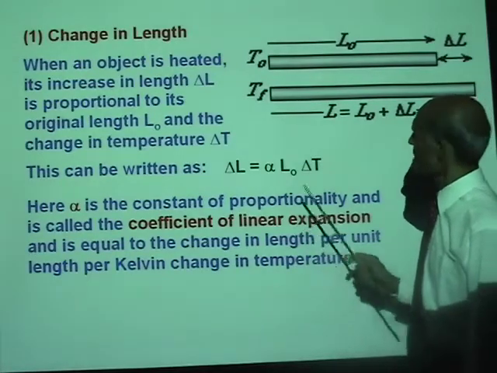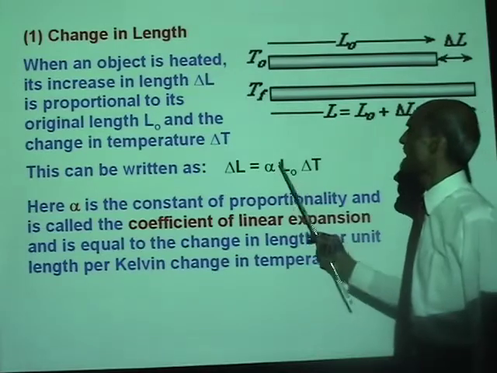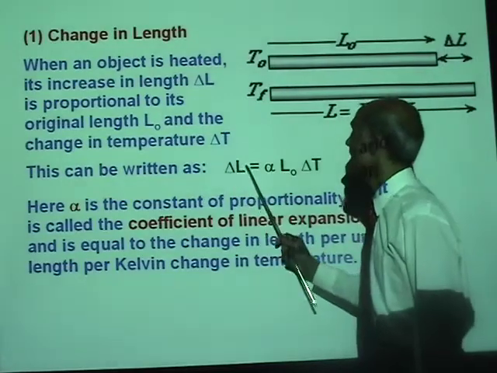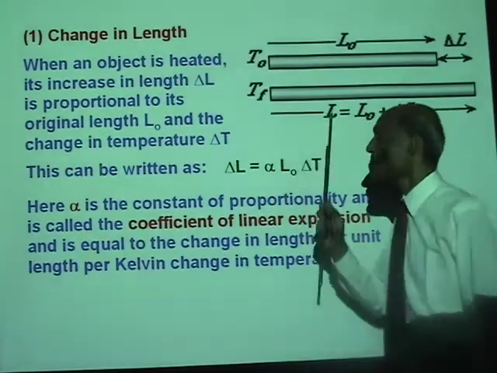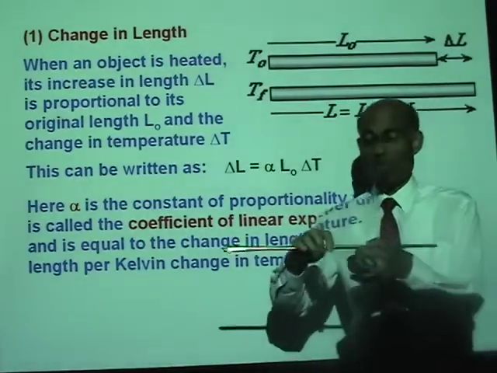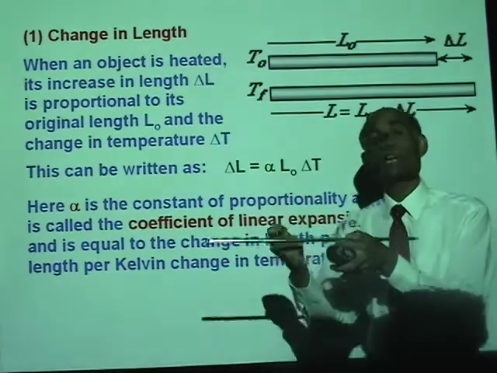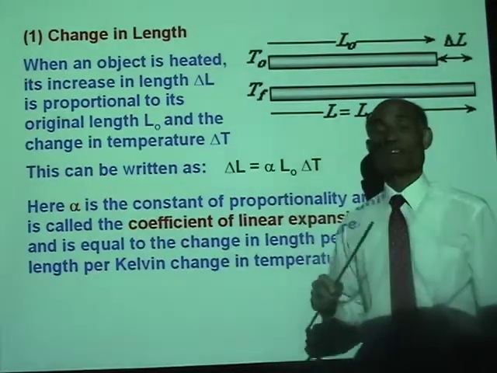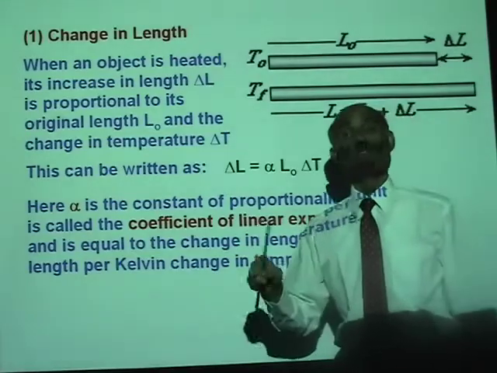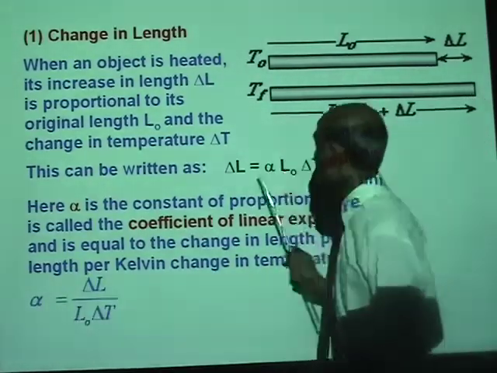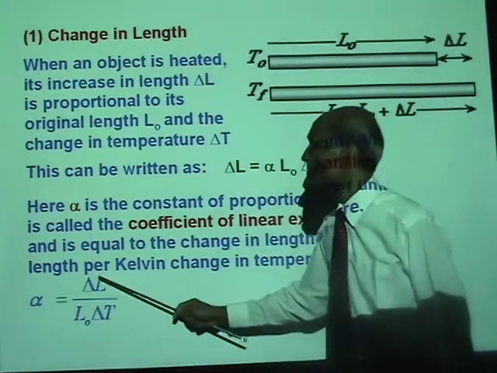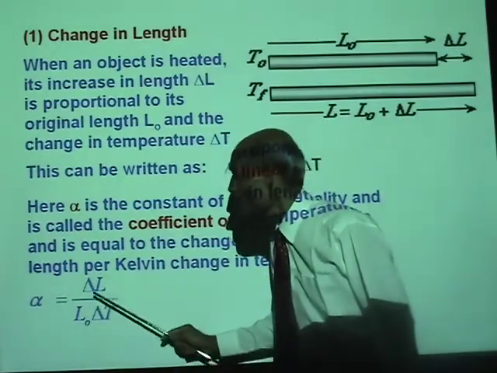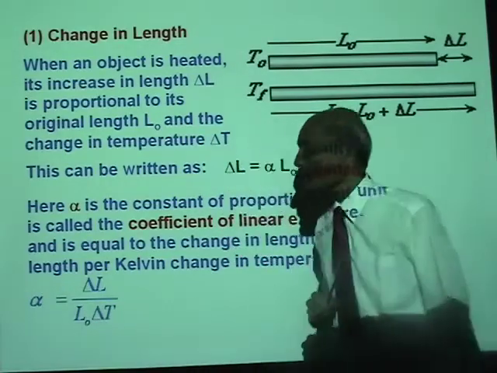Now, how can you define alpha? Alpha can be defined as the increase in length per unit length per Kelvin rise in temperature. If you take 1 meter of a rod and heat it by 1 Kelvin, how much is the increase in length? That is the value of alpha. That means there are different values of alpha for different substances. Now, alpha can be solved from here: alpha equal to delta L over L0 times delta T. It is the increase in length per unit length per Kelvin rise in temperature.